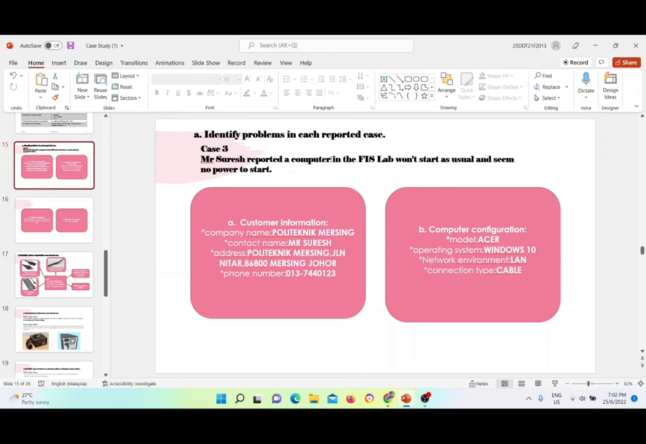So A, company information. Company name is Polytechnic Mersing. Contact name is Mr. Suresh. Address: Polytechnic Mersing, Jalan Nita, 86800 Mersing, Johor. Phone number is 013-744-0123. So B is computer configuration. Model is Acer. Operating system Windows 10. Network environment LAN. Connection type is cable. So sorry, my bad.